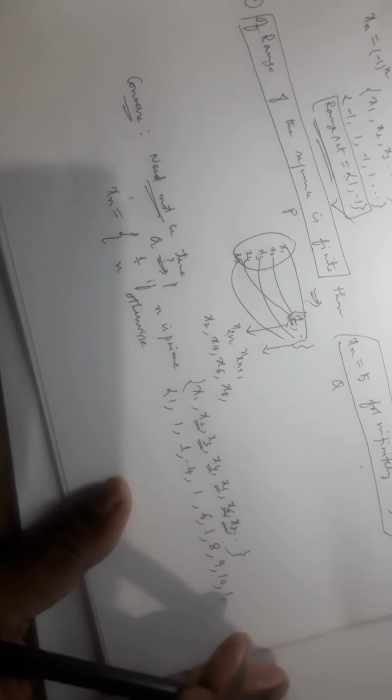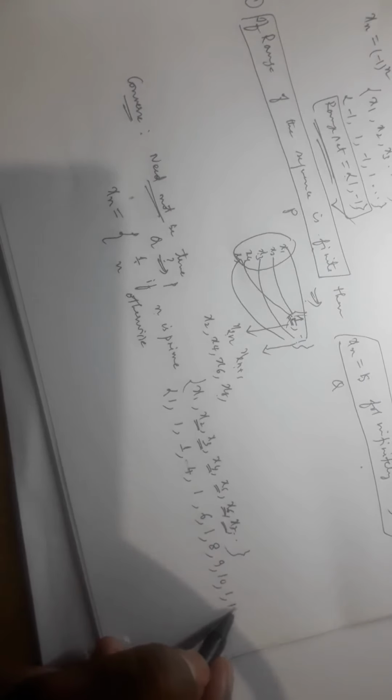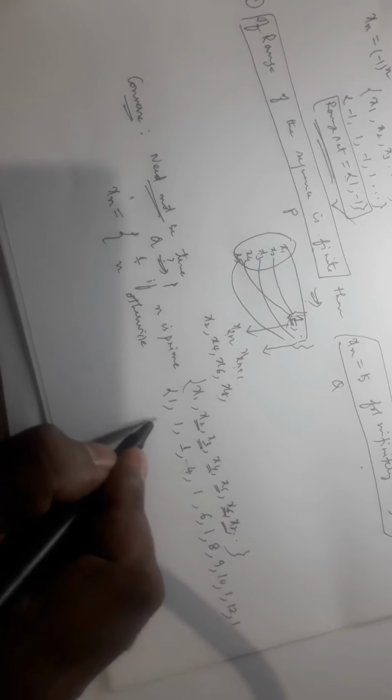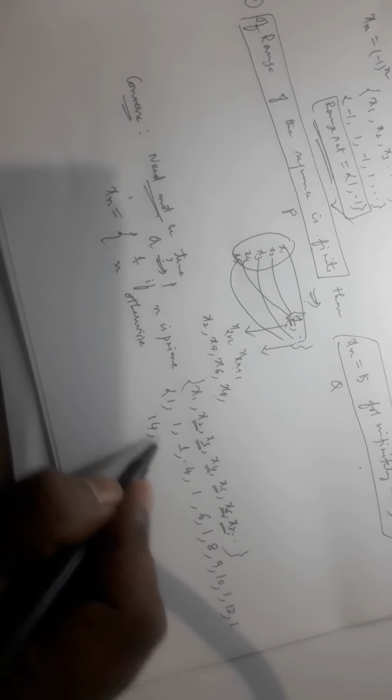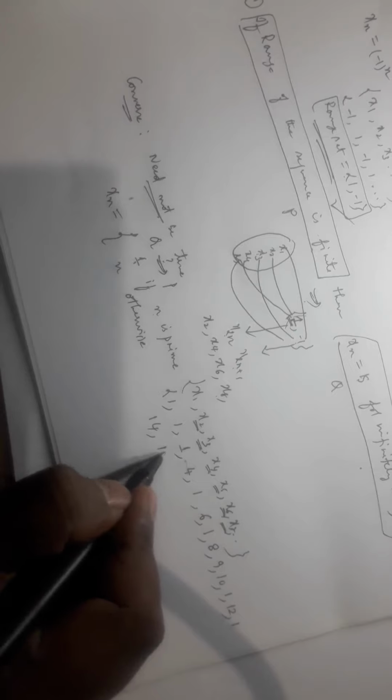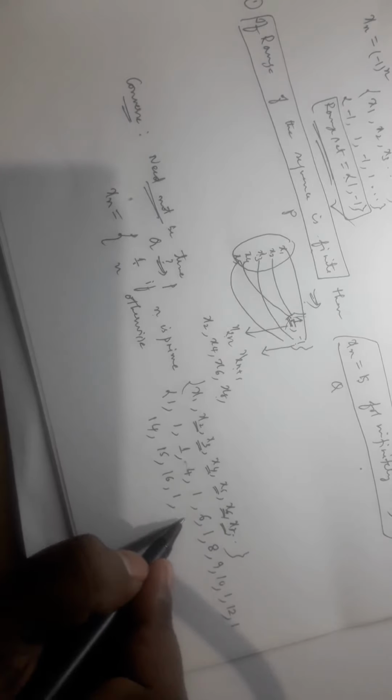8 it will be 8 only. 9 is not prime, so 9. 10, 11 is prime, so 1. 12 is 12 only. 13 is 1. 14 is 14. If I take x15, 15 is not prime, so 15. 16, then 17 is 1. For 18 it is 18. Then again 19, then 20, 21, 22, 23, right?